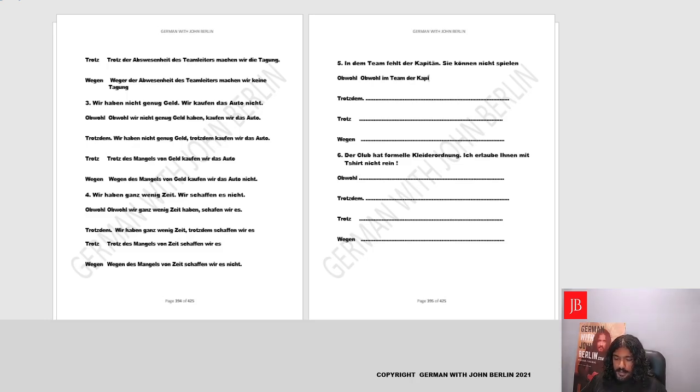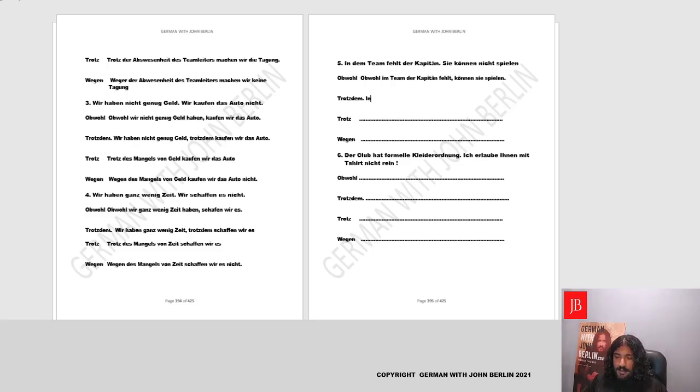very good, Kapitän fehlt, very good. Obwohl im Team der Kapitän fehlt, you all or you can play, können Sie spielen. We have contradicted and said, although in the team the captain is missing, you can play, können Sie spielen. Now we could contradict the consequence. We could say basically in the team the captain is missing, nonetheless you can play.